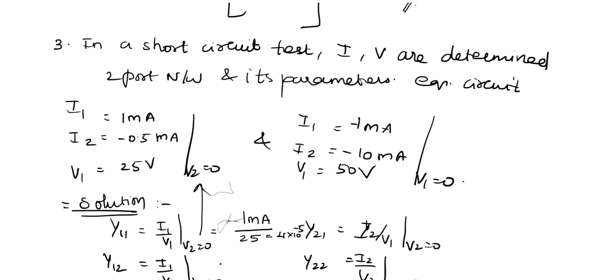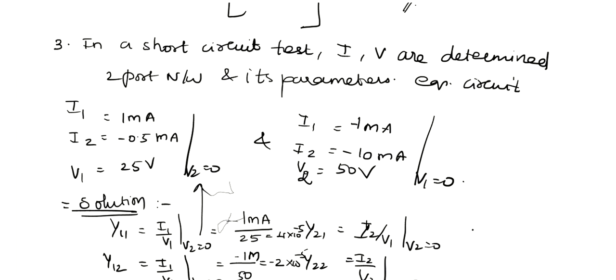Clear? And here I1 by V2 making V1 equal to 0. So V1 equal to 0 means this value. What is your I1? And sorry, I made a mistake. It is a V2, and making V1 equal to 0. Now tell me I1 will be minus 1 divided by V2, will be minus 1 by 50. We are getting 2 into 10 to the power of minus 5, because 1 milliamps.